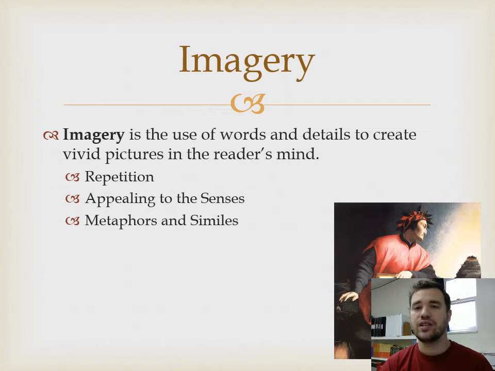Particularly in Canto 3, Dante uses a lot of appealing to the senses, and he uses this a lot throughout the Inferno. He appeals to the senses and describes things in quite vivid detail. And so one of the questions that I asked you to consider after reading Canto 3 was, what kind of imagery appealing to the senses does Dante use in Canto 3? So you probably have already thought about that a little bit.